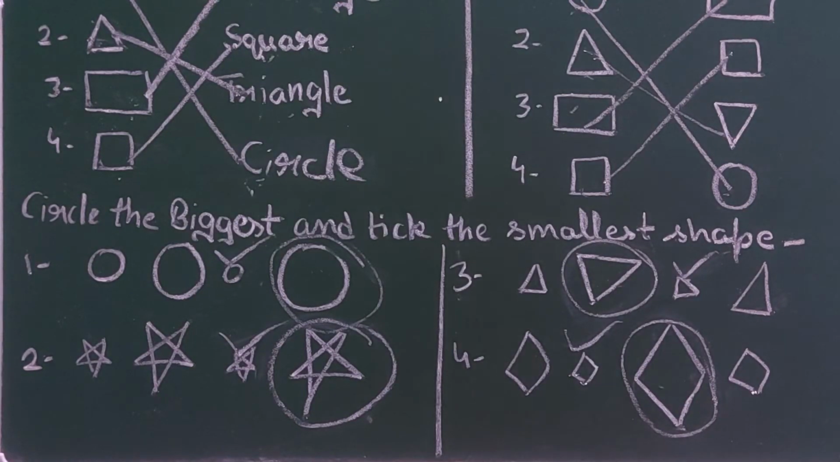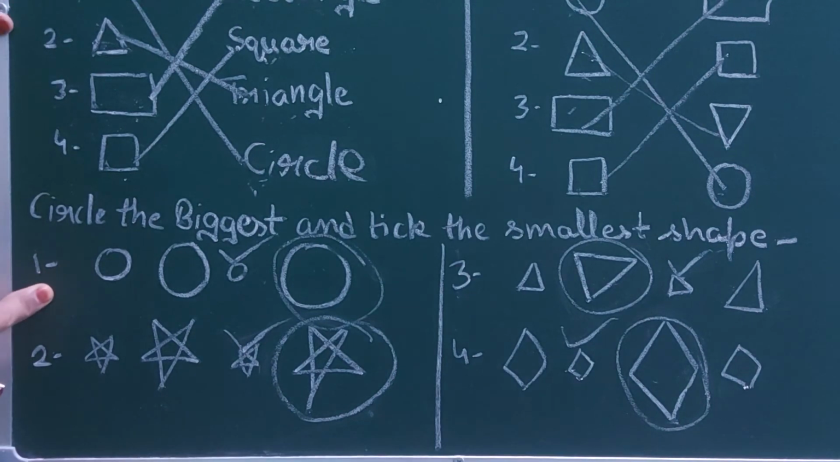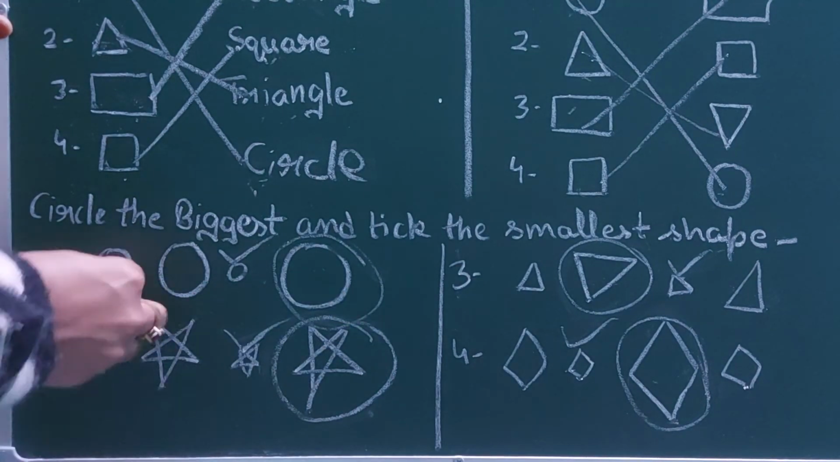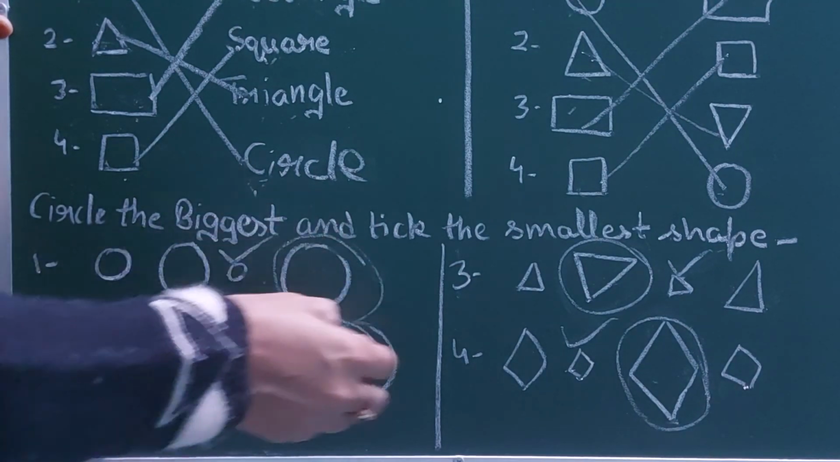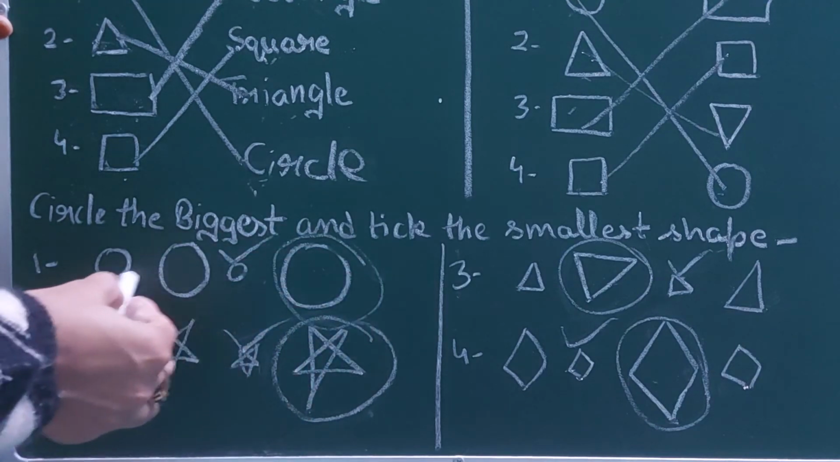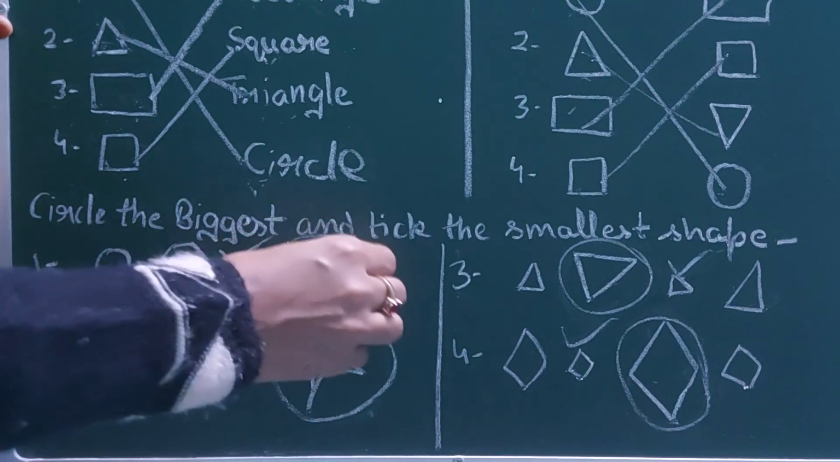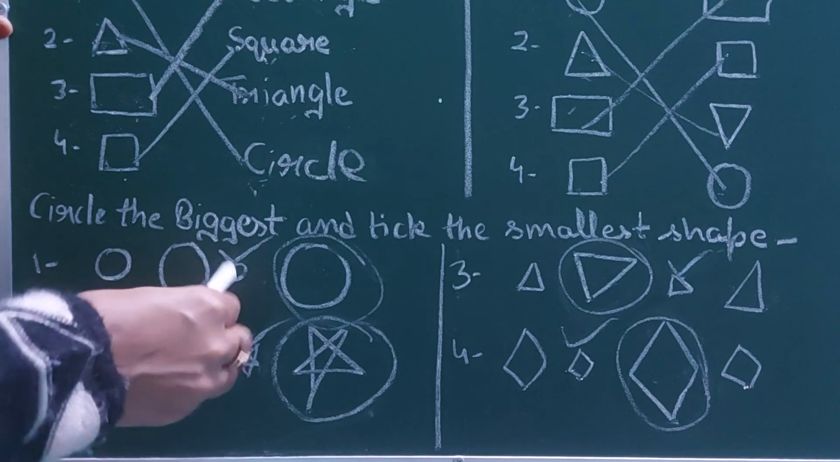Then next very important question is circle the biggest and tick the smallest shape. So in this figure 4 shapes are drawn, and we ask the children to circle the biggest one and tick the smallest one. So here in the first place, 4 circles are drawn. So which one is biggest? This one is biggest. So simply circle this. And we have to tick the smallest one out of these 4. So this one is smallest. So we simply tick this.